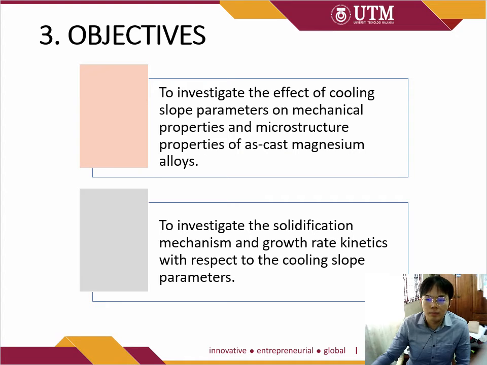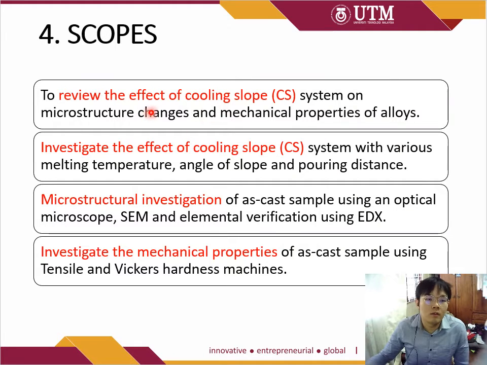And the scopes for this project are to review the effect of the cooling slope system on microstructure change and mechanical properties of alloys, and investigate the effect of the cooling slope system with various melting temperatures, angles of slope, and pouring distance. Then perform microstructural investigation of S-CAS samples using an optical microscope, SEM, and elemental verification using EDX. And lastly, to investigate the mechanical properties of S-CAS samples using tensile and Vickers hardness machines.